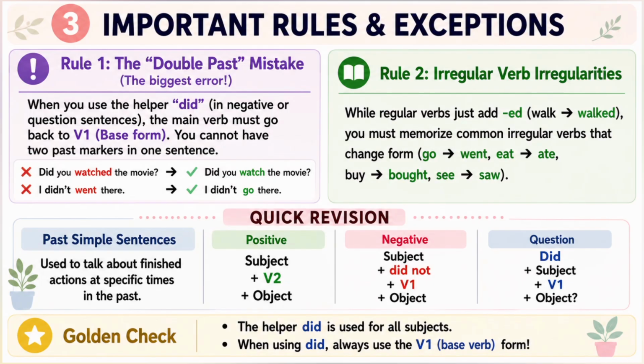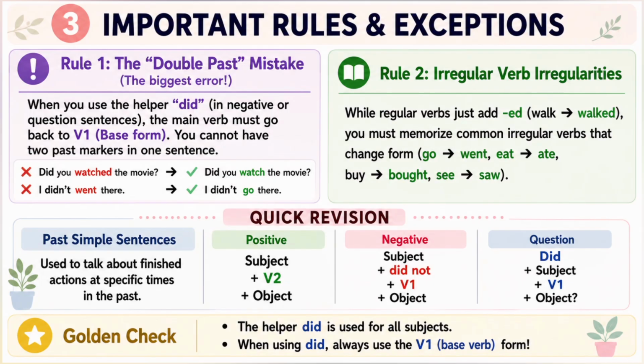Look at this incorrect sentence. Did you watched the movie? The correct sentence is, did you watch the movie? Another incorrect sentence is, I didn't went there. The correct sentence is, I didn't go there. Always remember, after did, use only the base form of the verb.